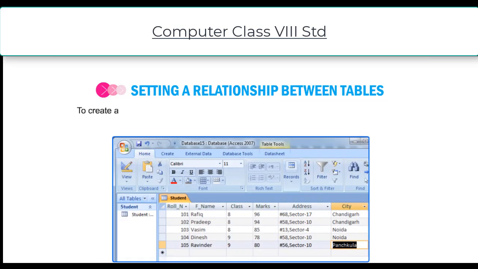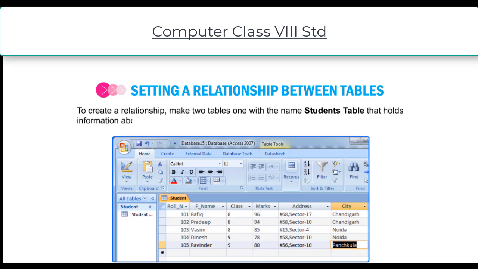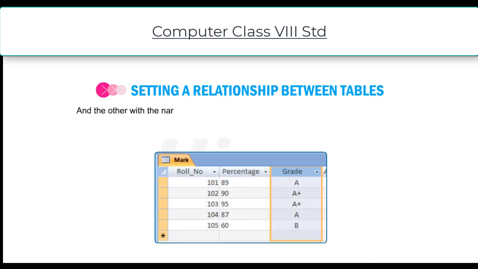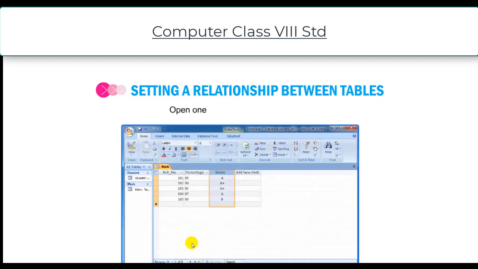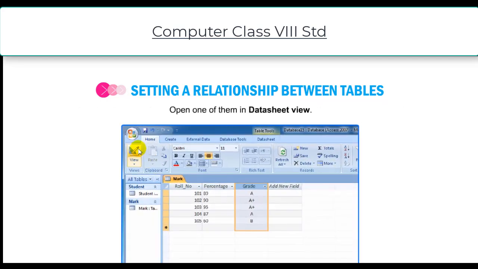Now to create a relationship, we make two tables, one with the name student table that holds the information about students, such as their roll number, their first name, last name, class, address, city, whatever, okay? And the other with the name marks table that holds the information about the students, roll number, percentage, and grade. Open one of them in the datasheet view.